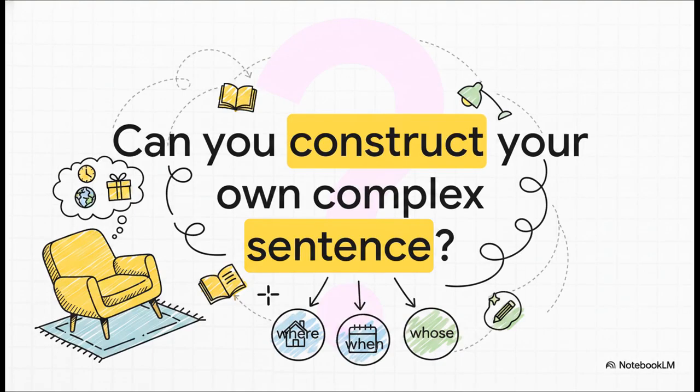So, look around you right now. Could you construct your own complex sentence describing a place, a time, or a possession right this second? You absolutely have the fundamental toolkit to elevate your everyday writing now. But language is incredibly vast. So what other invisible grammar rules are secretly holding your writing back right now? Keep practicing, keep building those sentences, and we will explore exactly that next time.